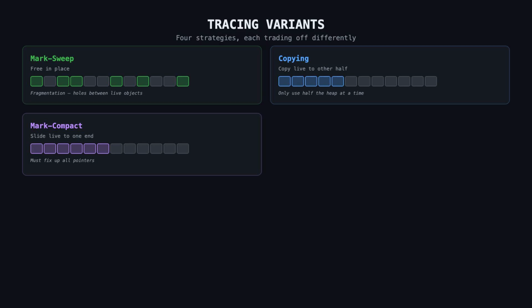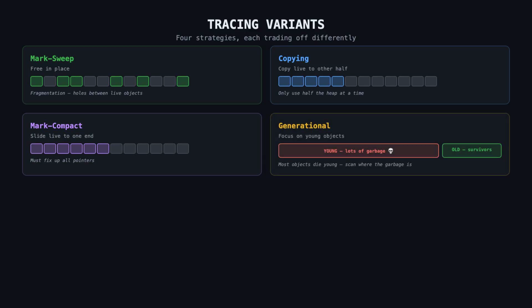Mark compact is a middle ground. Mark the live objects, then slide them together to one end so the free space is one contiguous block. No wasted half, but moving objects means you have to fix up all the pointers to them.